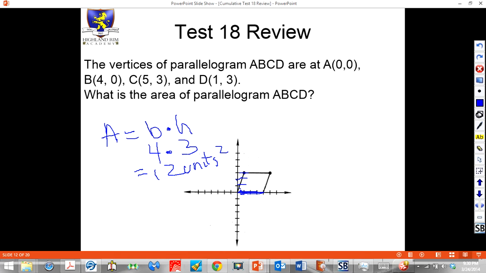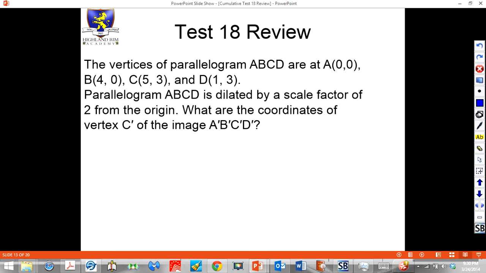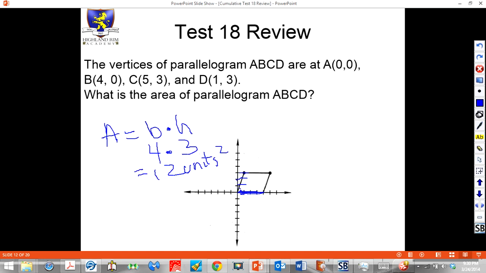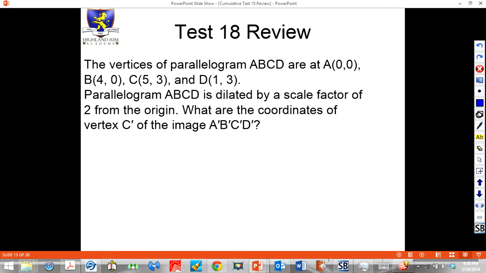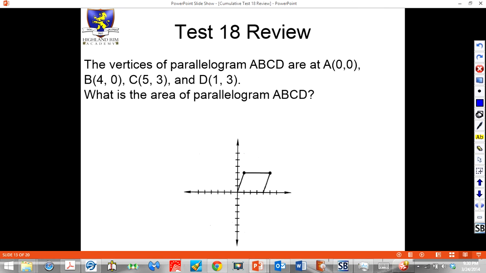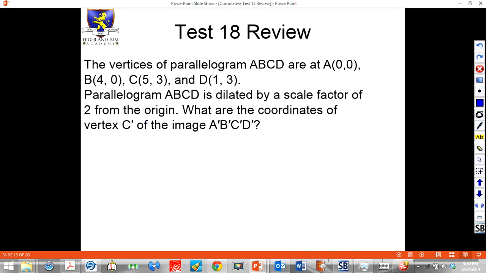Okay, let's go on to our next problem. Vertices of parallelogram ABCD are 0, 0, 4, 0, 5, 3, and 1, 3, which is exactly the same as last time. But in this case, we're going to dilate it by a scale factor of 2 from the origin. So what are the coordinates of that going to be? Here's how we look at this. Here's our original parallelogram, but then we dilate everything by 2. All we do is multiply all of the coordinates by 2.